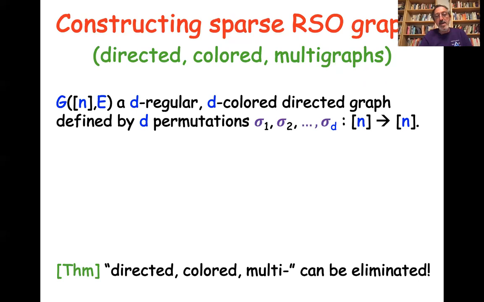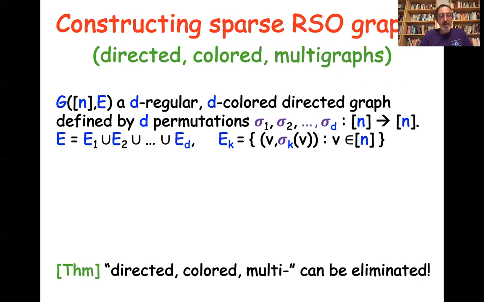So what do I mean by a directed colored graph? Well, it's just a graph that is defined by D permutations. You can think of each permutation, sigma k, as associated with a color class, k. So really the edge set is the union of D sets, one of each color, where E sub k is just the pairs V, sigma k of V, moved by the k-th adjacency permutation. Okay, so that's a directed colored graph.